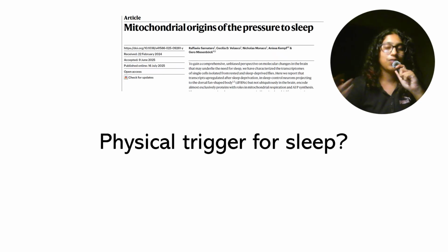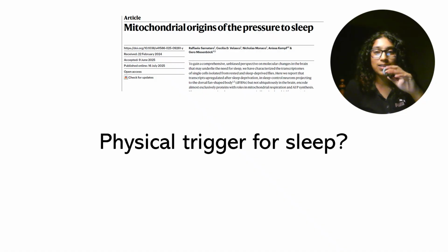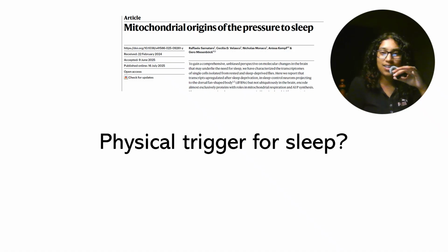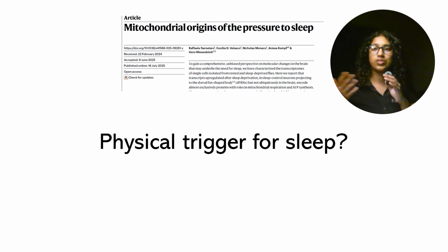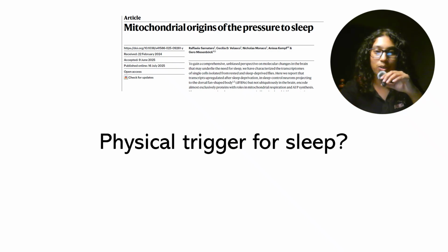First is the physical trigger for sleep. Sleep has been studied, but there wasn't any study or explanation of what the physical trigger could be. What is the tangible substance that is creating the cascade of events that leads to sleep, or what kind of molecule reacts with what kind of receptor? There was just no explanation at all. So this is the question: what is the physical trigger for sleep?